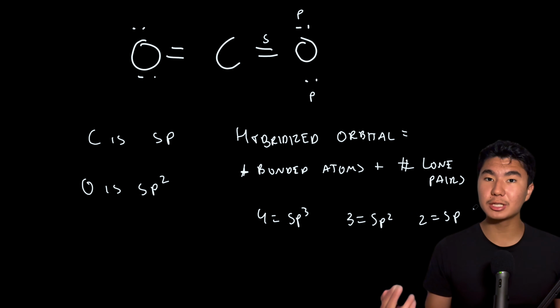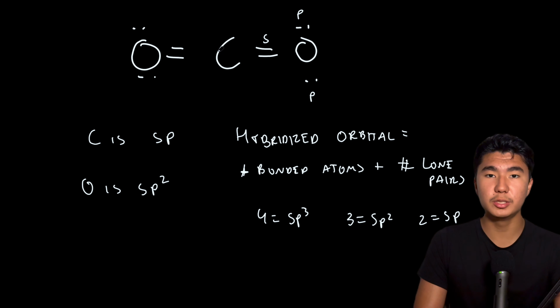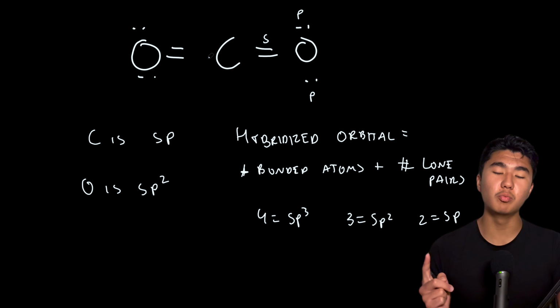And now let's actually identify how many sigma bonds and pi bonds we have. So we automatically know we have 2 bonds, so we know we have 2 sigma bonds, because for every bond there's always going to be 1 sigma bond.